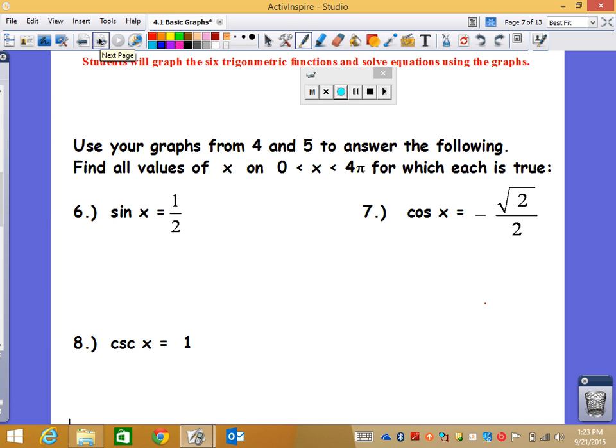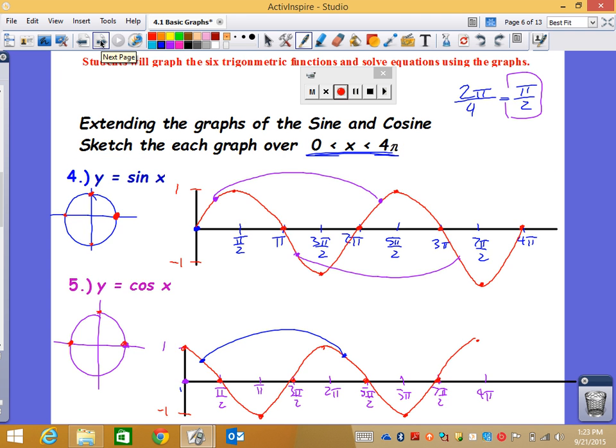So let's use our graphs that we just made in the previous slide to answer some of these questions. Remember, I'm on 0 to 4 pi. That's my interval. That's going to become very important. So we're going to reference these graphs we just made.